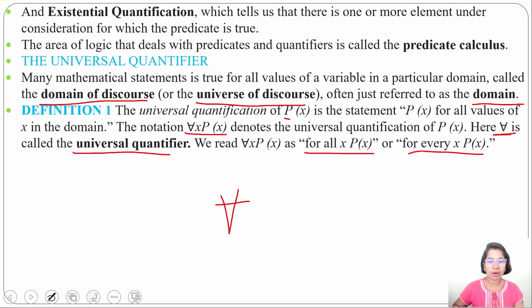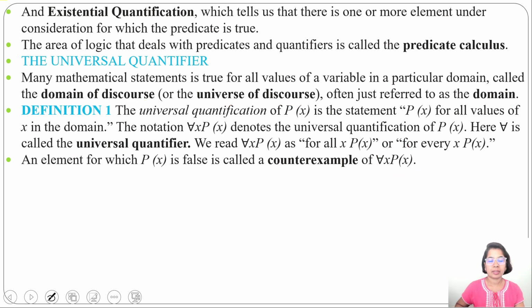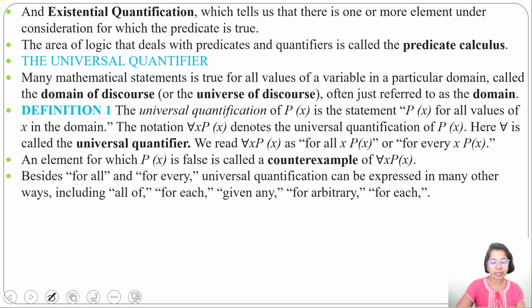And it will be false if there is at least one x value for which it is false. So an element for which P(x) is false is called a counterexample of for all x P(x). So if for a single x it is false, means the whole for all x P(x) is false. And besides for all, for every, we can also read it as all of, for each, given any, for arbitrary. In multiple ways we can read this universal quantifier symbol.